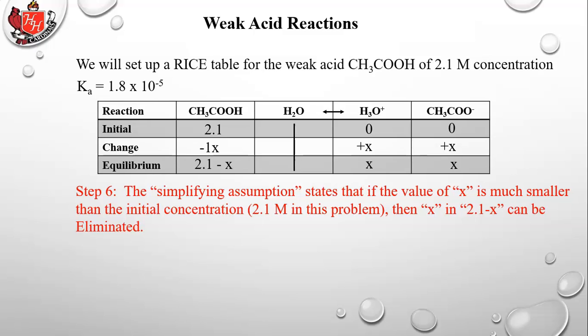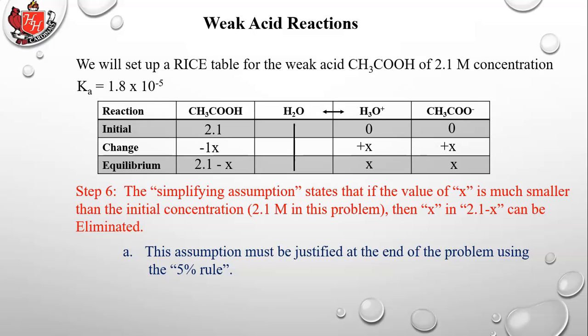Now you can use the simplifying assumption that states that the value of x is much smaller than the initial concentration, 2.1 molar, then x in the 2.1 minus x can be eliminated. Okay, it's so small compared to 2.1 you can just ignore it. It just doesn't change the value very much. And that's true in pretty much every problem we do. You can go ahead and assume that in every problem that we do here, but you should use the 5% rule at the end to verify that. So the assumption must be justified at the end of the problem using the 5% rule.